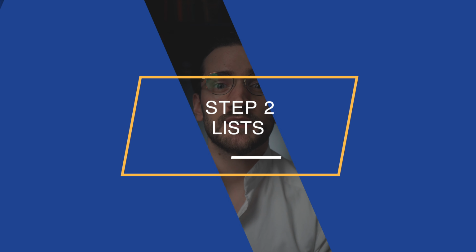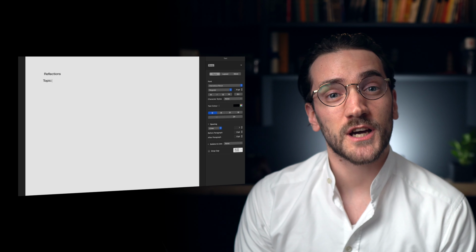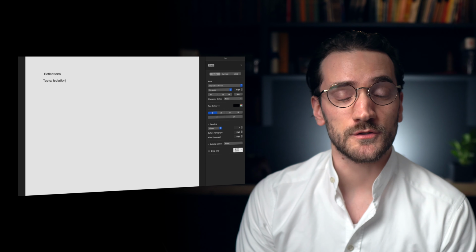Step 2. Lists. There are two ways to do this. If you already have an idea of what you want to do and what you want to talk about, then start making a list of related words and ideas. When I wrote Reflections, I already had an idea of the topic and the magic I wanted to do. The topic was isolation and the magic was water stuck in a glass. So in this case, I wrote down the words water, humans are 70% water, and Bruce Lee, because I remembered a quote of his referring to water.